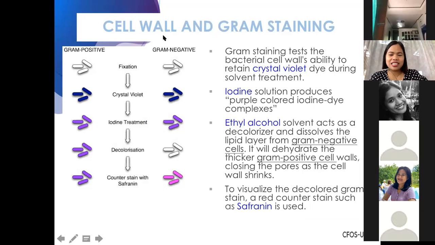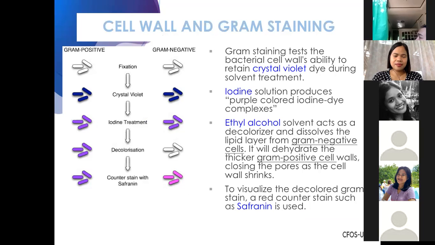What is the purpose of adding safranin? And why do we have to add safranin? Can we just stop at the decolorization stage during gram staining? The bacteria can't be seen. Yeah, that's the correct answer. That is why we counter stain our bacterial cell. So this aids in the visualization of the bacteria, especially the gram negative.